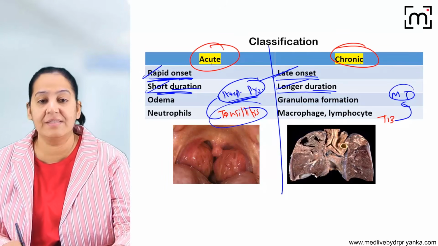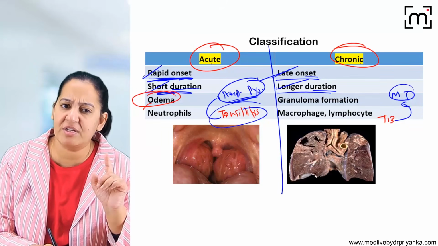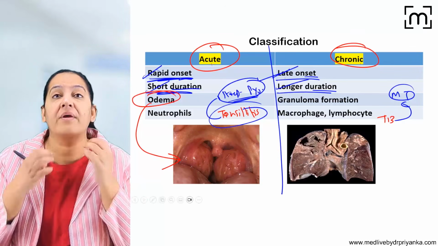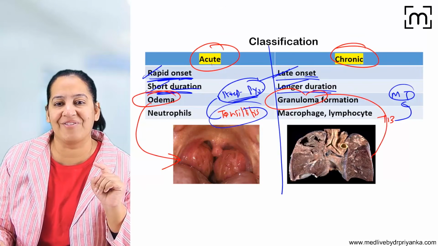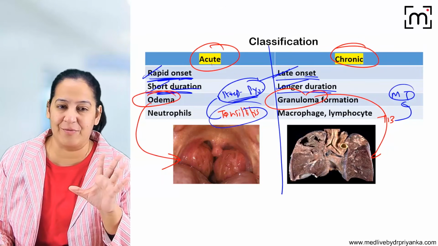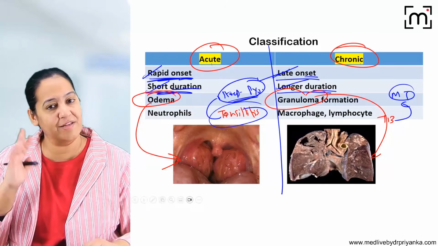Here the hallmark feature is edema. Whenever there is an acute inflammation, there is edema of that organ. You can see the tonsils are swollen, there is edema. In chronic inflammation, the hallmark is the granuloma. Multiple granulomas are formed. So here the hallmark is edema, here the hallmark is granuloma.